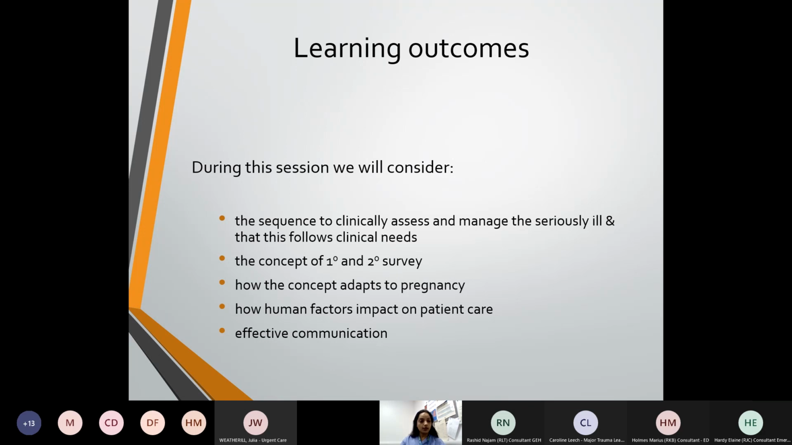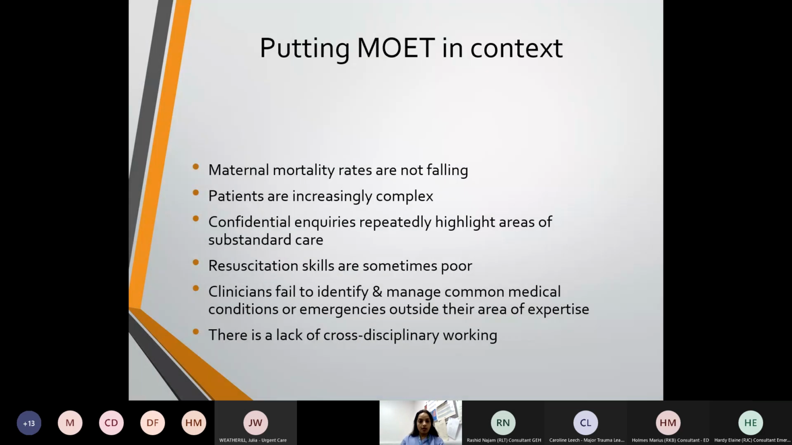And as I said, in the one case that I was involved in, there were lots of human factors that come into play in the patient care. So I thought I'll just talk very briefly on that, and then the importance of effective communication in managing such patients.